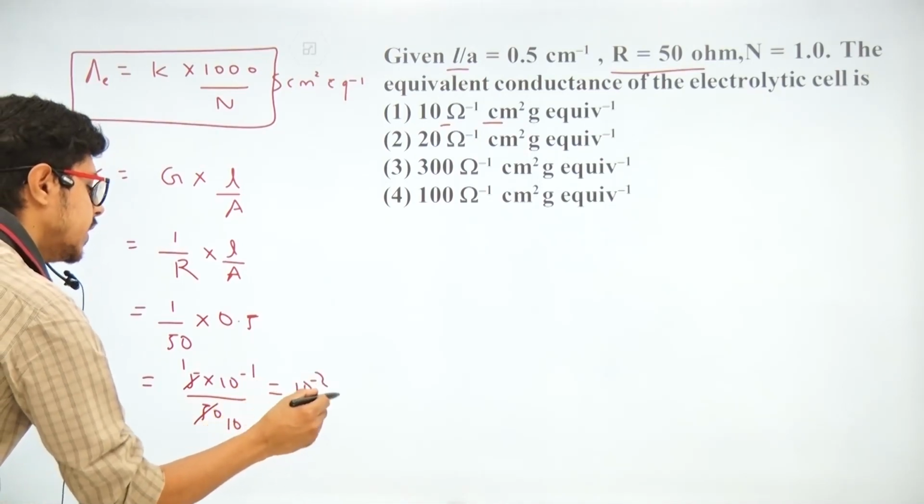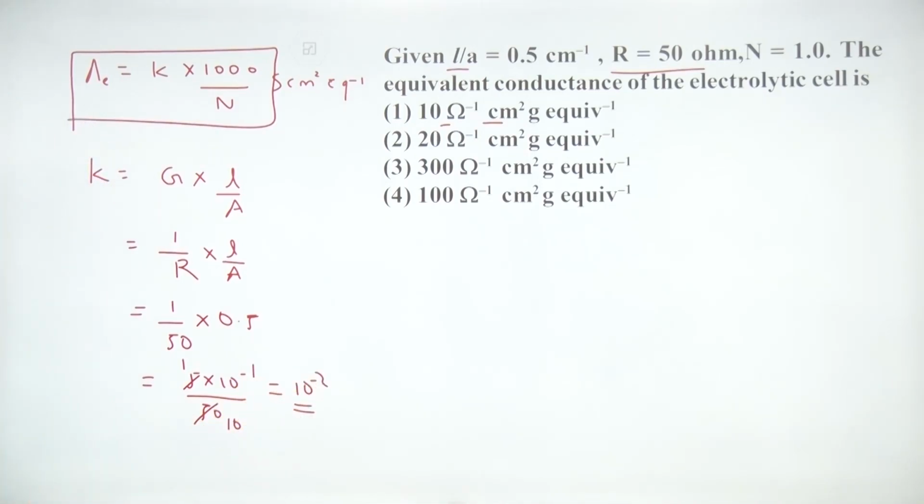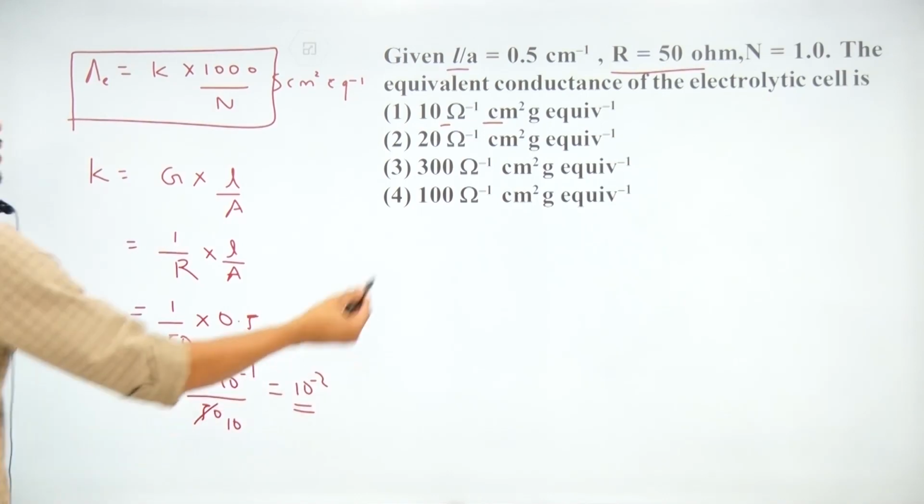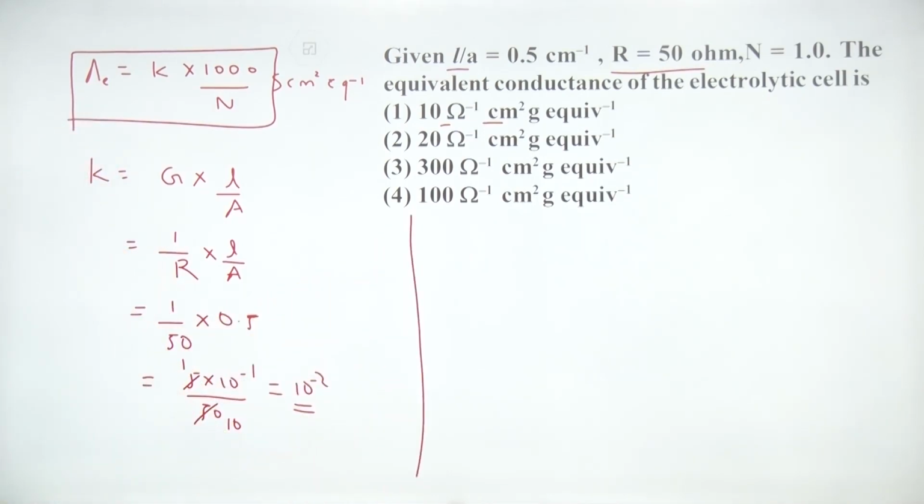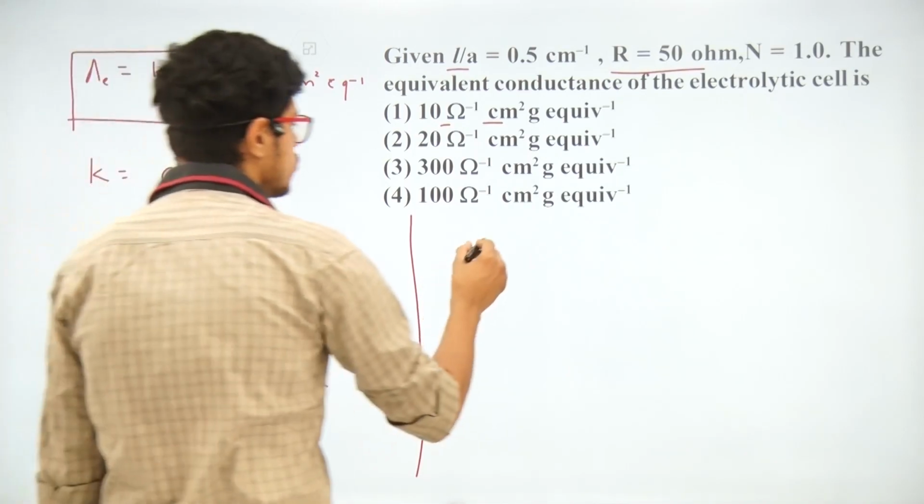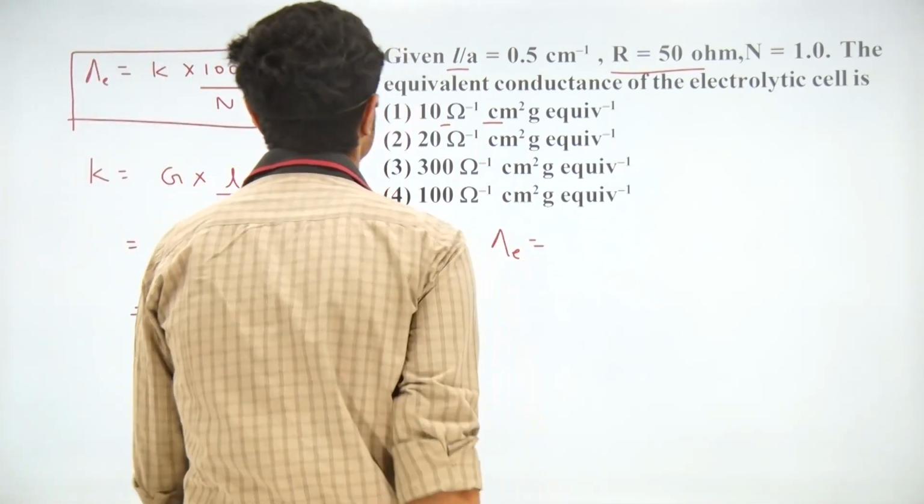So this will be equals to 10 to the power minus 2. Okay, so here we have our value of kappa. Let's just put it here. So basically the equivalent conductance, this will be equals to what?